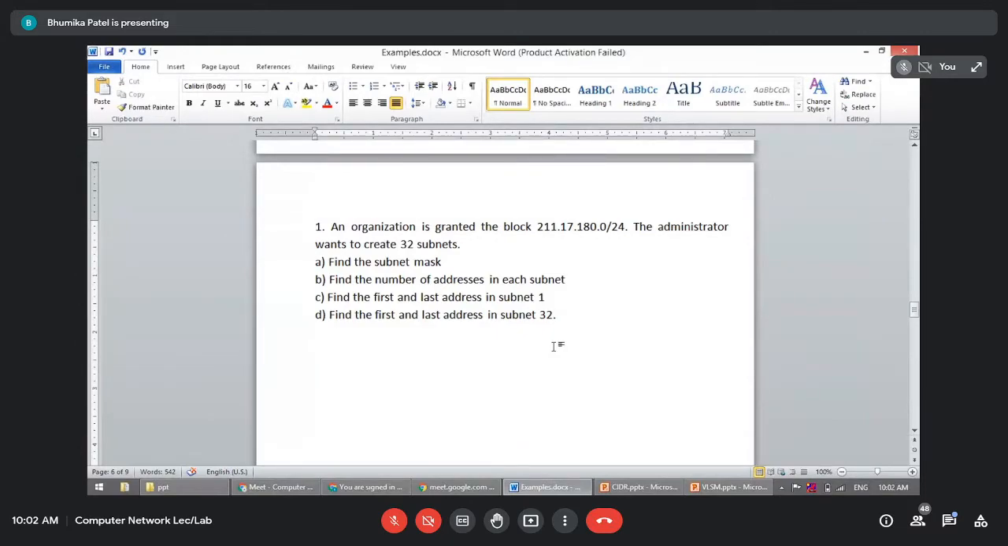211. C. Okay, it is class C. So the class C IP address format is network, network, network and host, right? The first 3 bytes are network and the last byte is for the host.